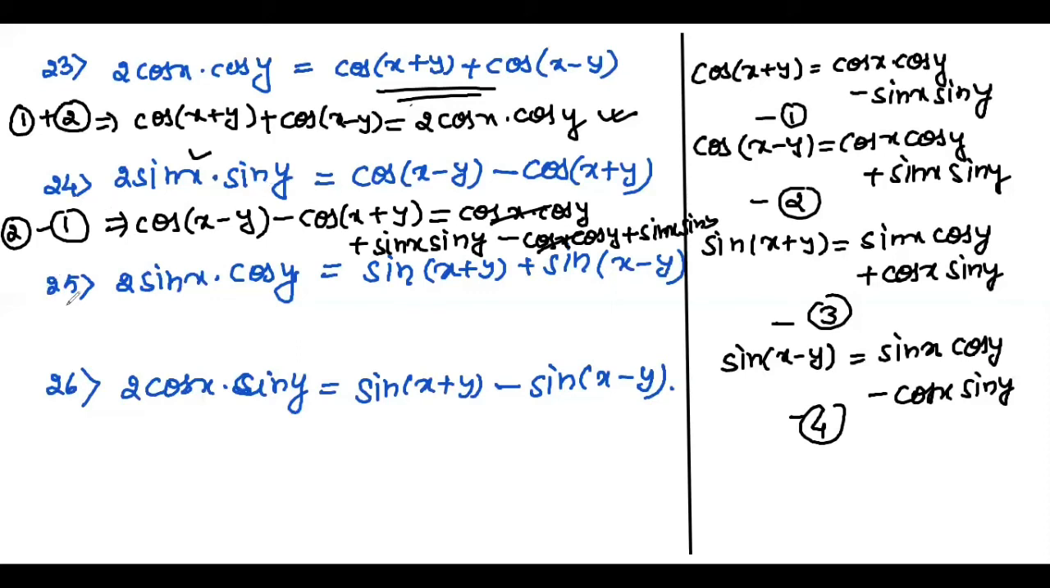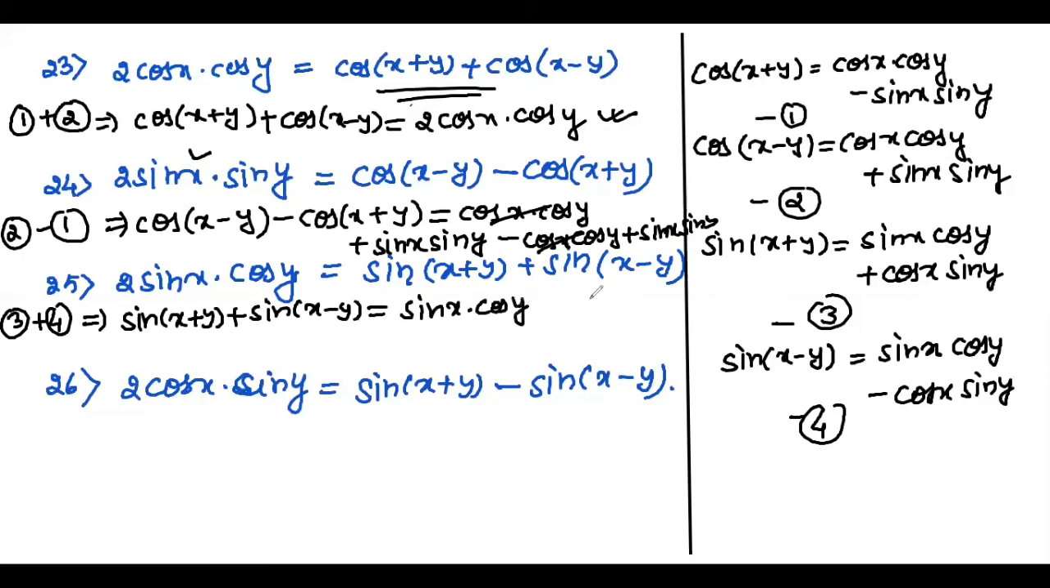Then for number 25, equation 3 plus equation 4 means sin of x plus y plus sin of x minus y. So we can write it as sin x cos y plus cos x sin y, then plus sin x cos y minus cos x sin y. Now we can cancel these two, which are similar with opposite sign. Then we are getting sin x cos y, sin x cos y. So 2 sin x cos y. So we are getting the left hand side of number 25.